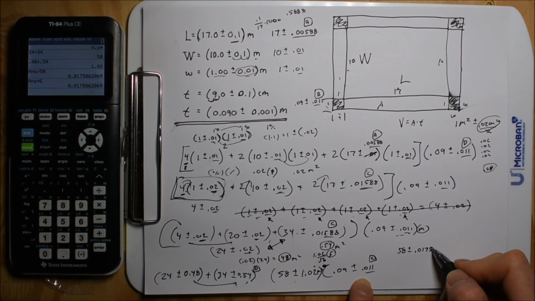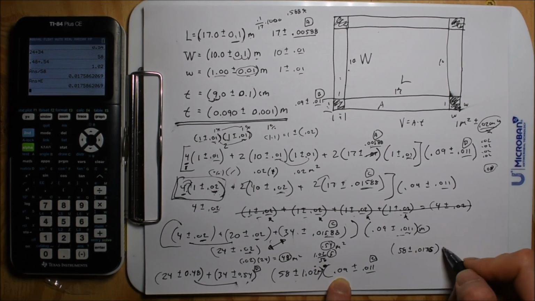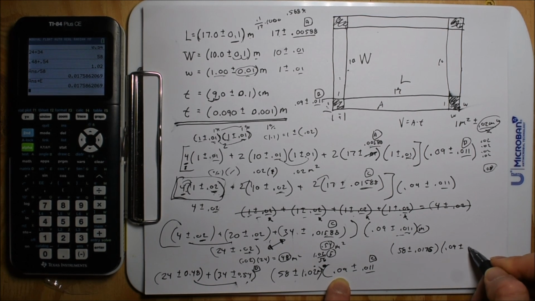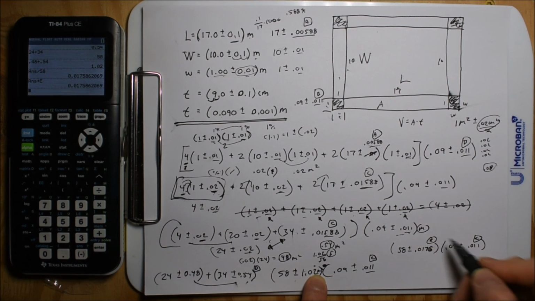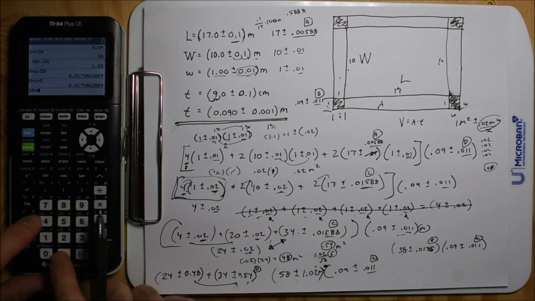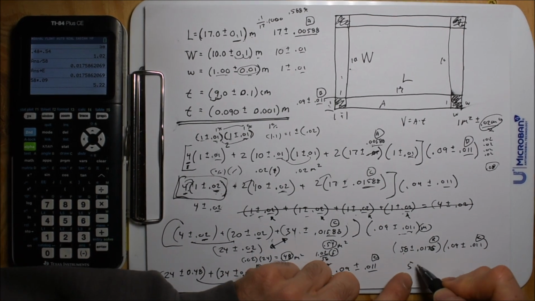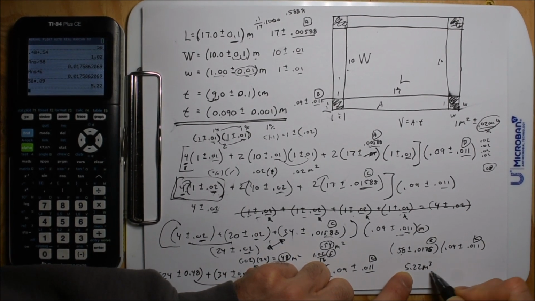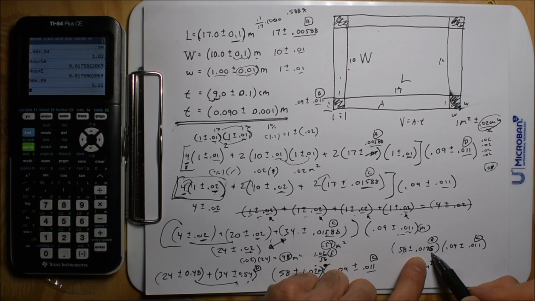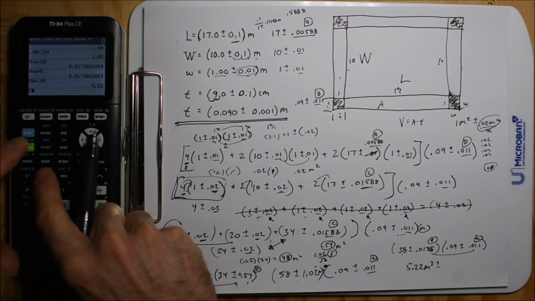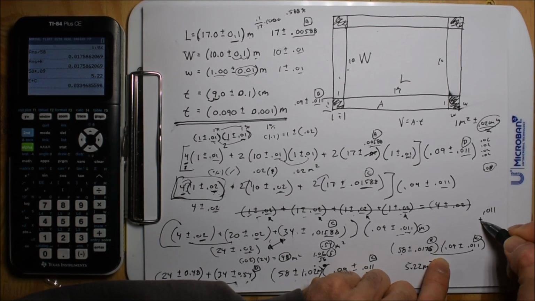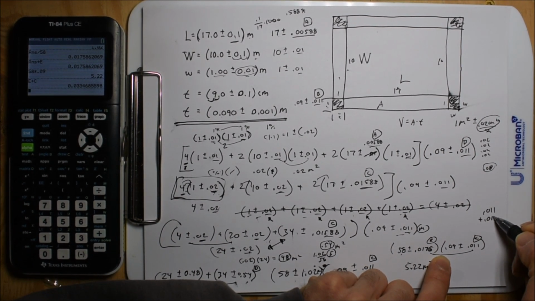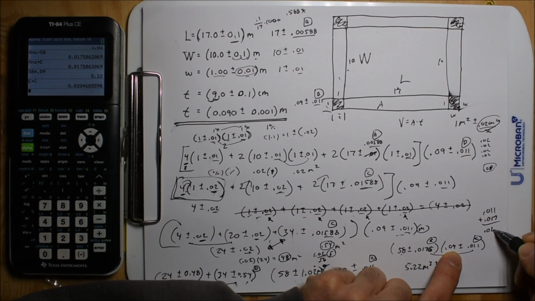Good enough. And then we're going to multiply that by 0.09 plus or minus 0.011. This is stored as alpha C, this is stored as alpha E. Alright, so now we just multiply 58 times 0.09. We get the answer in the back of the book, 5.22 meters cubed of concrete. And then we're just going to add the errors, which is alpha E plus alpha C, which is 0.011 plus 0.017, and this is 0.028.